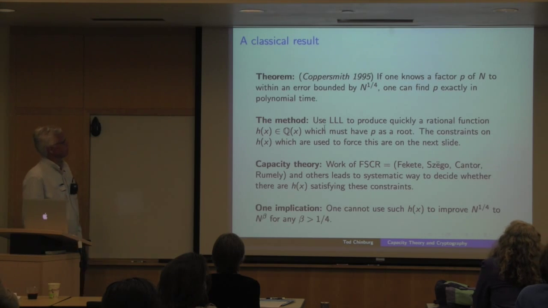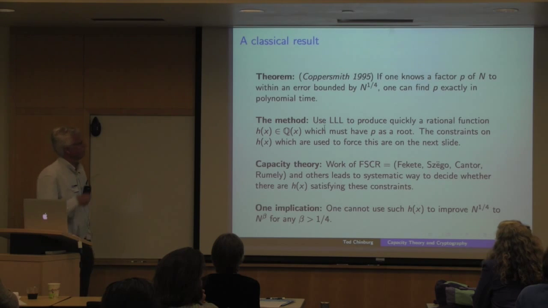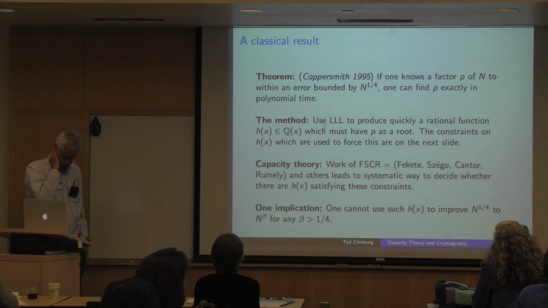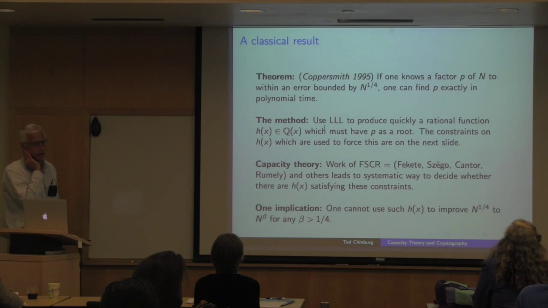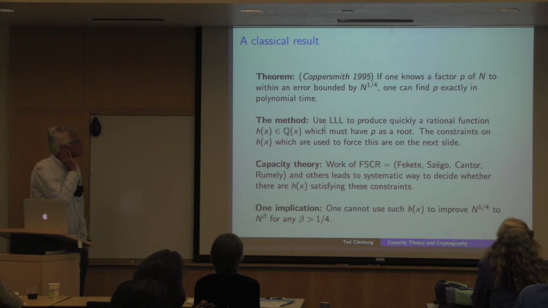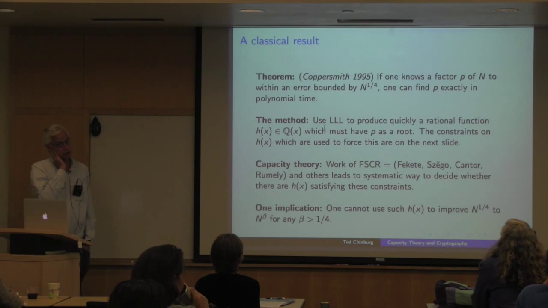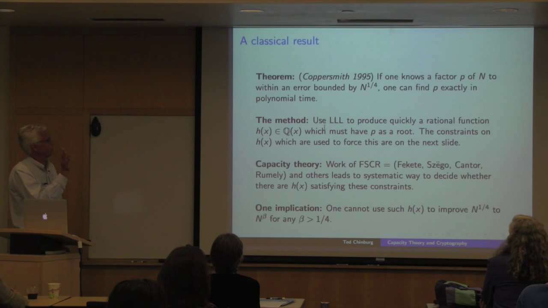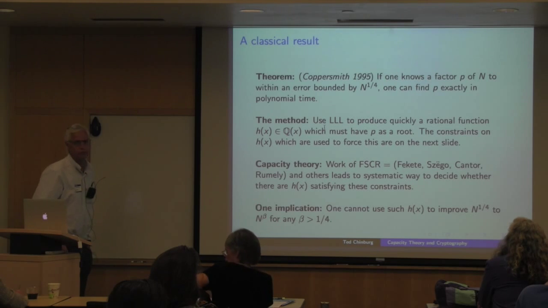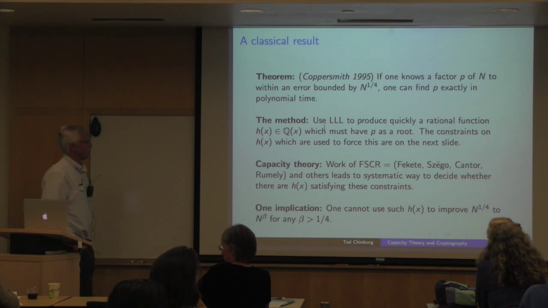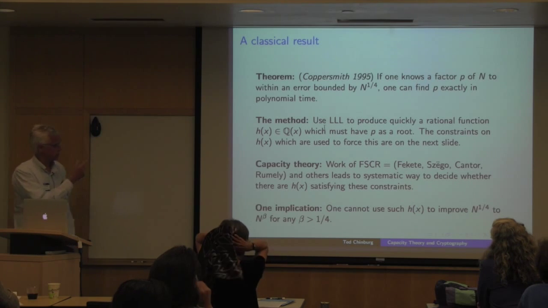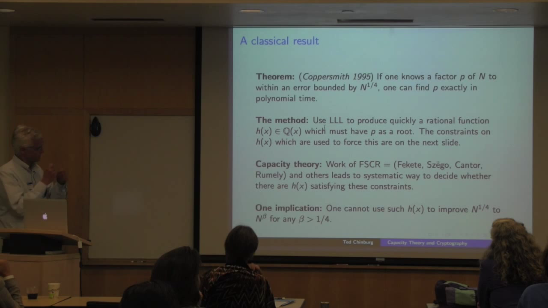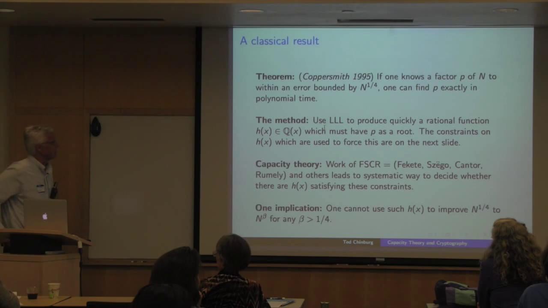The method which Coppersmith used, and I'll go into more detail: you're given some integer, which we might as well assume is bigger than n to the half, and we're told that there should be a factor of n within n to the quarter of that integer. What Coppersmith did was use LLL to quickly produce a rational function that would have to have the factor you're looking for as a root. That forces this mysterious factor to be a root of it.